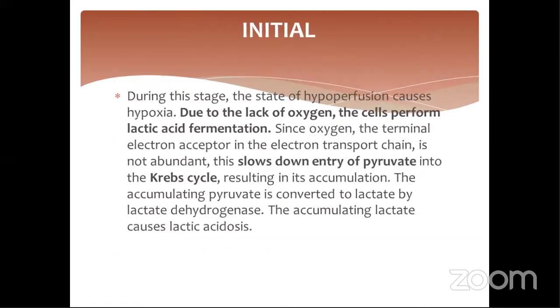Okay. So in the initial stage, the state of hypoperfusion causes hypoxia. Due to the lack of oxygen, the cells perform lactic acid fermentation. Since oxygen, the terminal electron acceptor in the electron transport chain, is not abundant, this slows down entry of pyruvate into the Krebs cycle, resulting in its accumulation. The accumulating pyruvate is converted to lactate by lactate dehydrogenase, and the accumulating lactate causes lactic acidosis. So this is the initial stage.